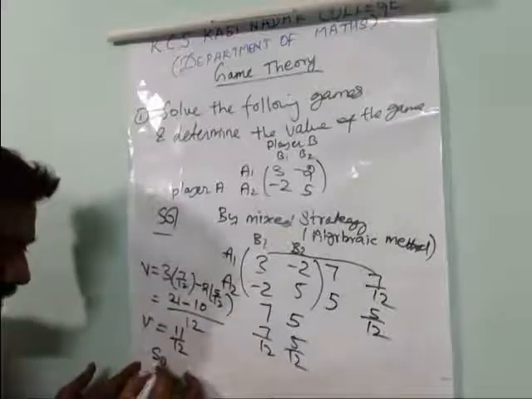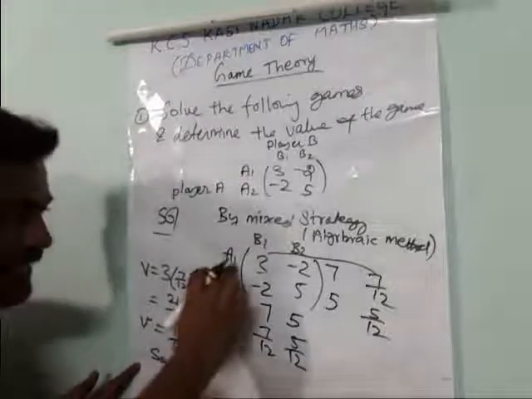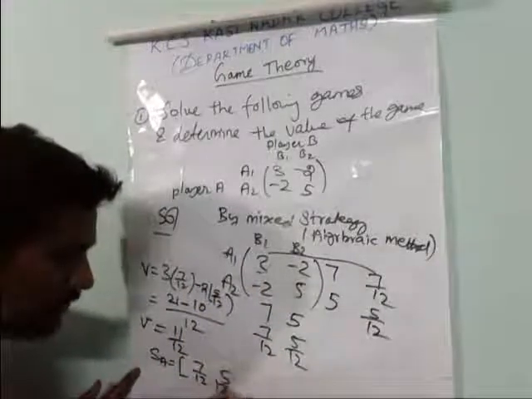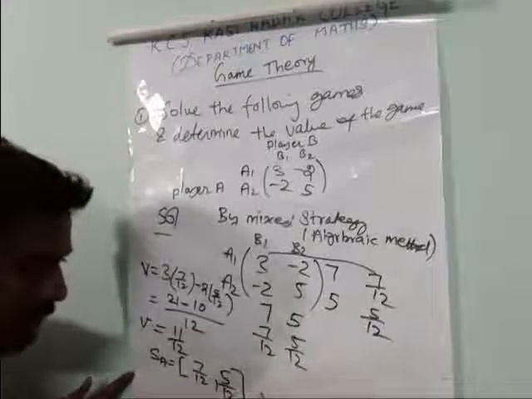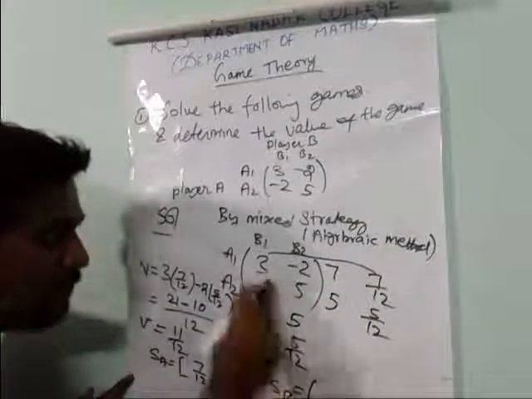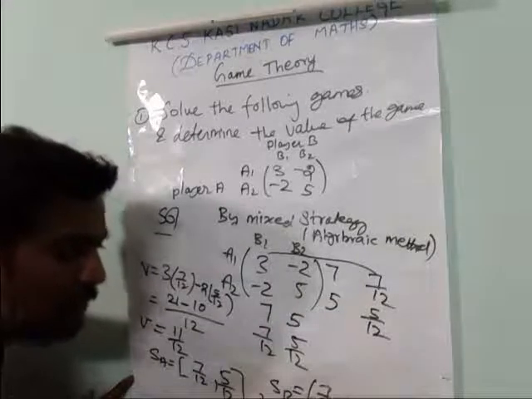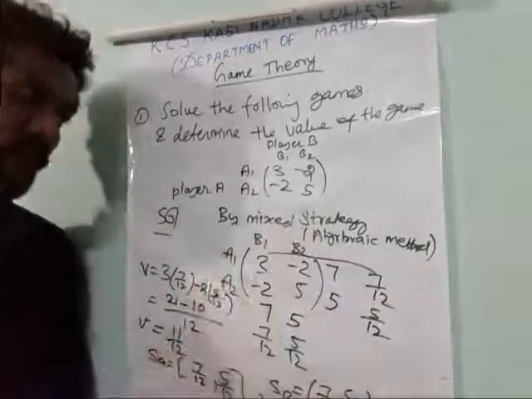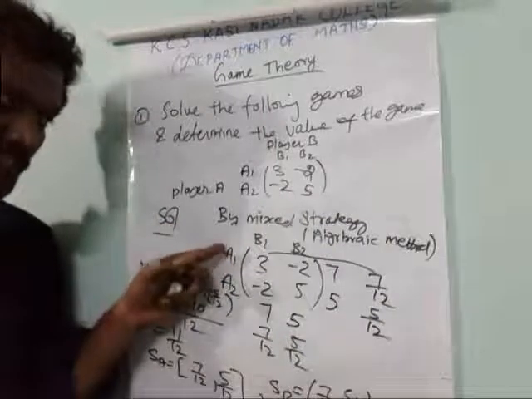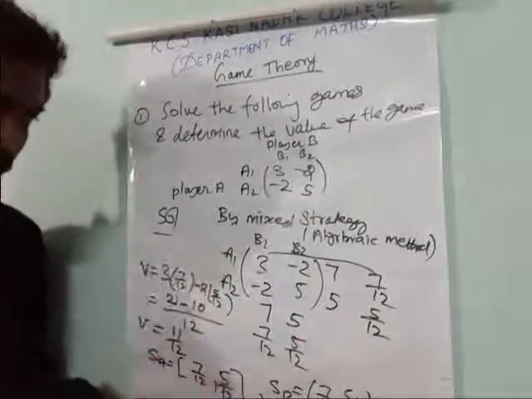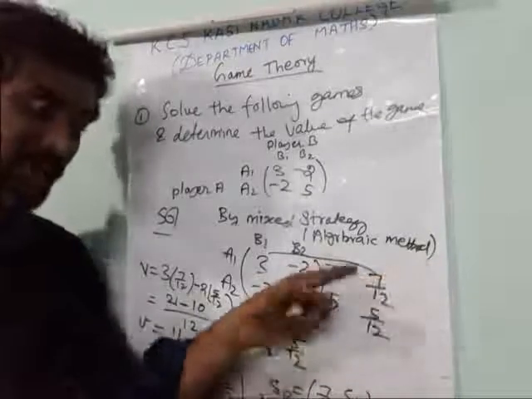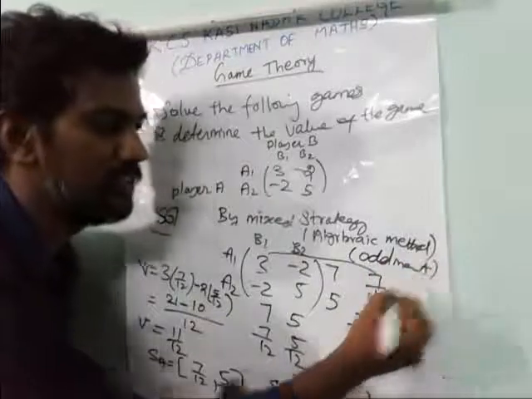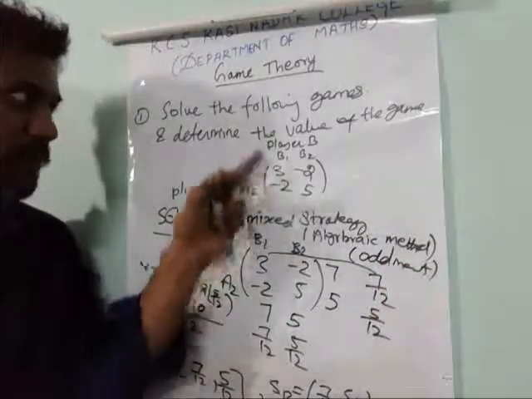Now go to SA, strategy for player A. A1 is 7 by 12 and A2 is 5 by 12. After that, strategy for player B, SB: B1 is 7 by 12 and B2 is 5 by 12. Okay, so this is the concept of a mixed strategy problem. In this mixed strategy problem, which method am I using here? Algebraic method. Sometimes it is called the odd man method.